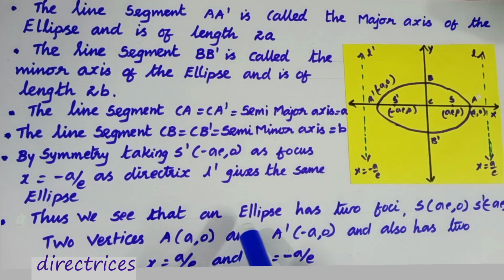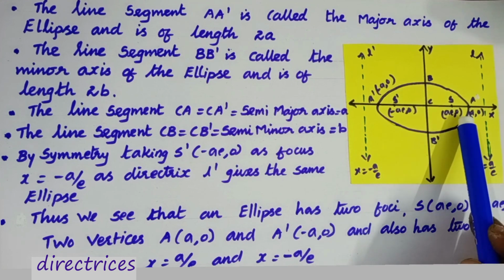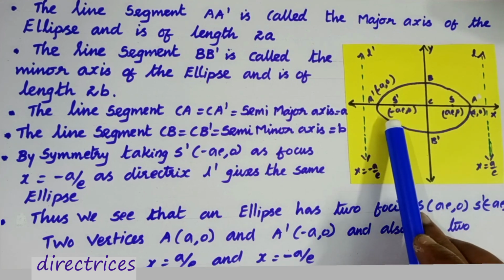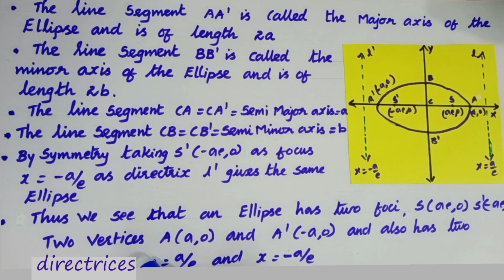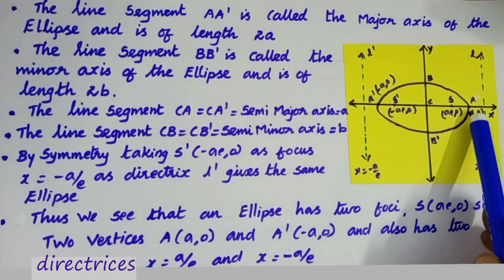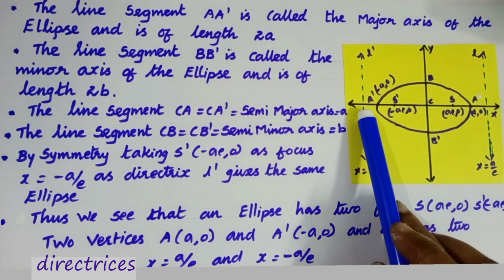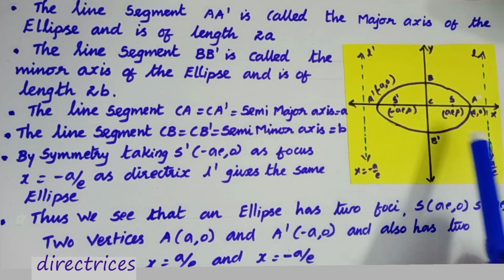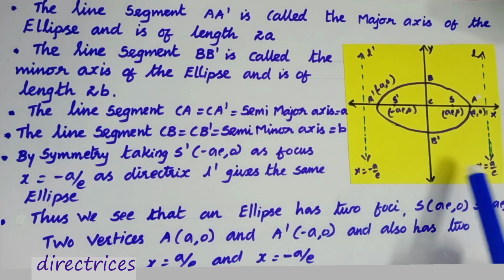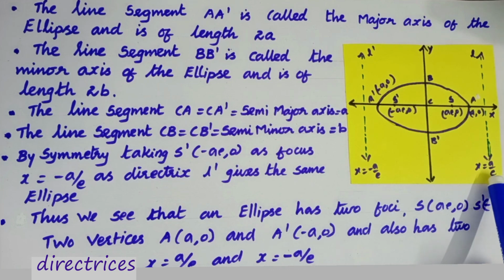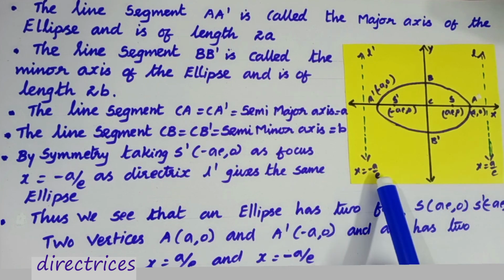So we have in the ellipse two foci, that is (ae, 0) and (minus ae, 0), and two vertices A and A dash, (a, 0) and (minus a, 0), and two directrices, x equal to a by e and x equal to minus a by e.